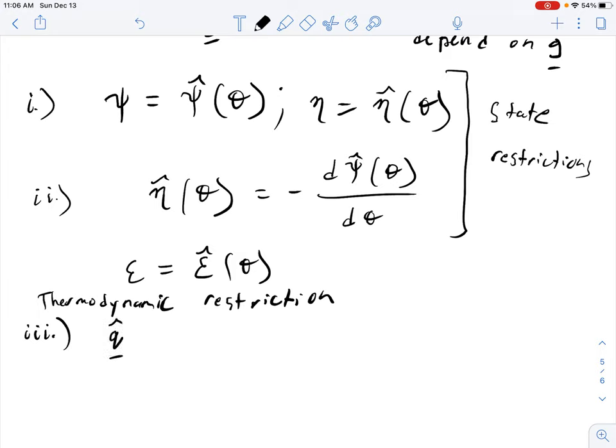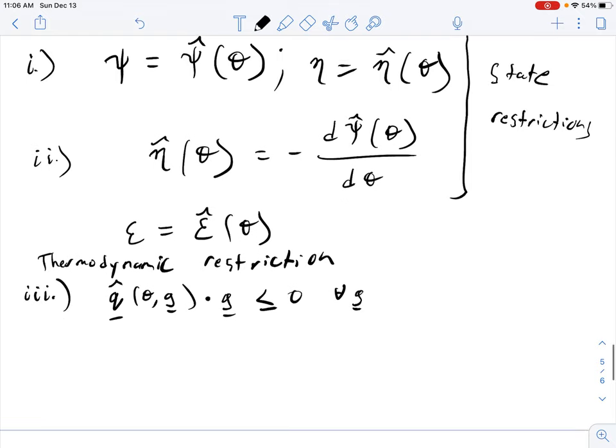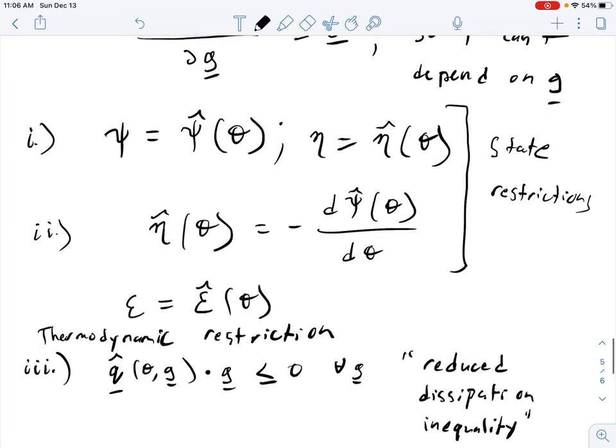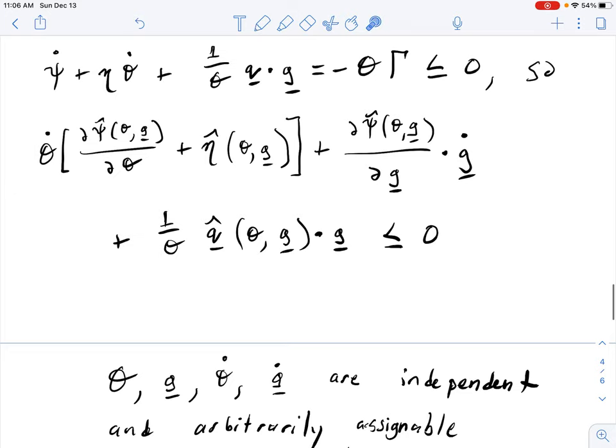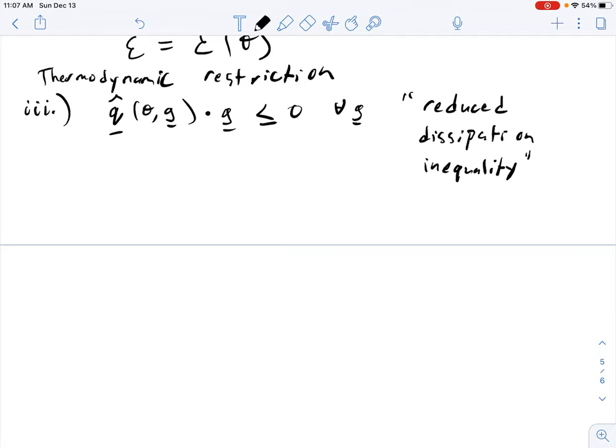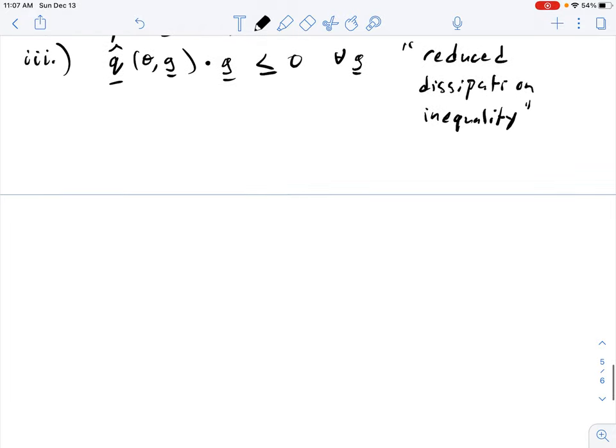And that is going to be that q hat of theta and g dot g is less than or equal to 0 for all g. And this is called the reduced dissipation inequality. Reduced in the sense that we plugged in our functional form for the constitutive models and ruled out all of the other terms in the dissipation inequality, which is a synonym for free energy imbalance. All right, so from the definition of the free energy, the internal energy is going to look like this.